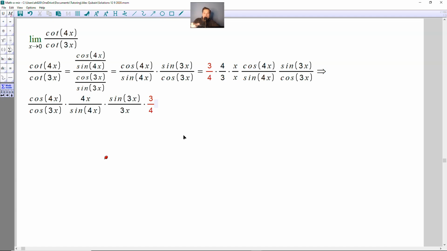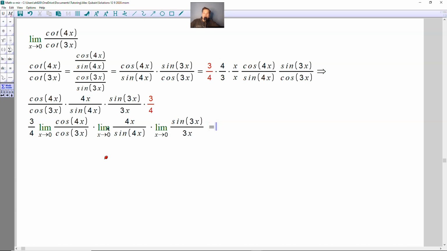Why would I do all of this? Because now I can take a limit of this equivalent expression as x approaches 0. The 3/4 in red can be placed outside the limit. It's constant now, you see? Instead of writing cotangent 4x over cotangent 3x, I can write cosine of 4x over cosine of 3x. Being really careful here, remember there's another property of limits: the limit of a product becomes the product of the individual limits. So times another limit of 4x over sine of 4x, times another limit of sine of 3x over 3x.